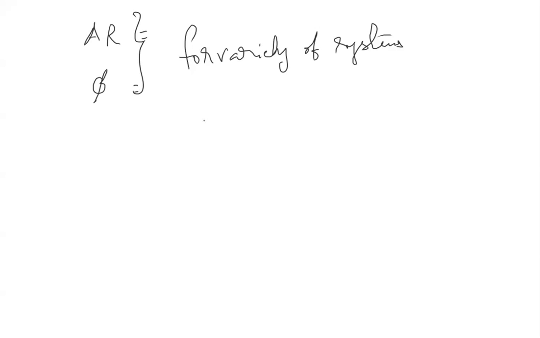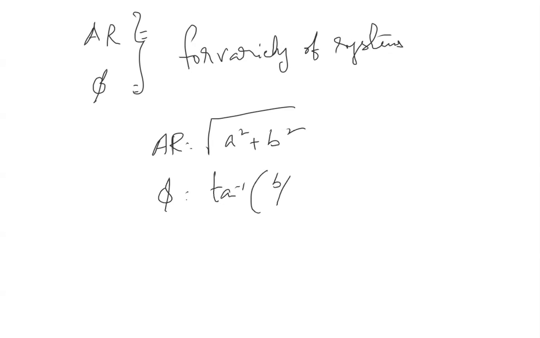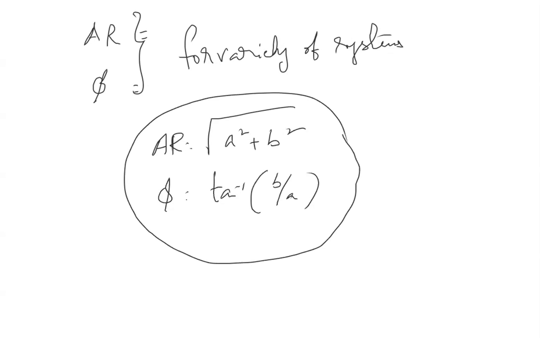So the amplitude ratio is root of a square plus b square. Phase angle is tan inverse of b by a. For any kind of system, you can do this. So what are a and b? Suppose I have, let's say, Kp by tau s plus 1.